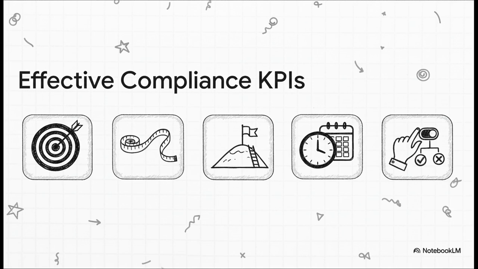But here's the thing, and this is super important. Not all metrics are created equal. For a KPI to be effective, it's got to be relevant to your goals, you have to be able to actually measure it, and it needs to be achievable. Of course, it also needs a deadline. It's got to be time-bound. But the most crucial one here is that last one. It absolutely must be actionable. A good KPI doesn't just give you a number. It tells you what to do next. It has to drive a decision.